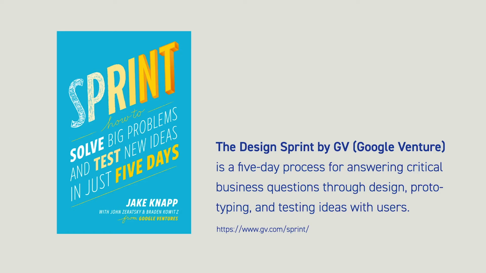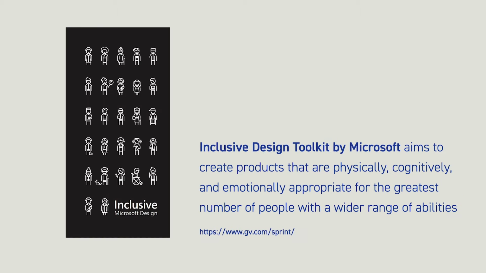The Design Sprint by Google Ventures is a 5-day process for answering critical business questions through design, prototyping, and testing ideas with the users. The Inclusive Design Toolkit by Microsoft aims to create products that are physically, cognitively, and emotionally appropriate for the greatest number of people with a wider range of abilities.